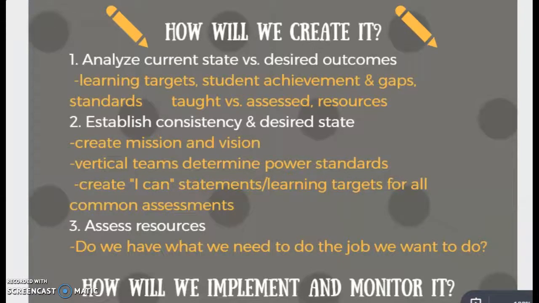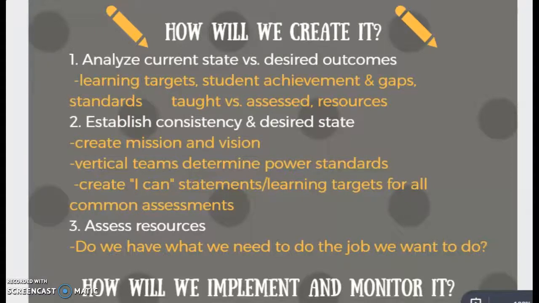We're going to take a look at standards that are taught versus standards that are assessed, because I think a lot of us don't always have the time to double check that and see, oh yeah, I teach that, but do I assess it?